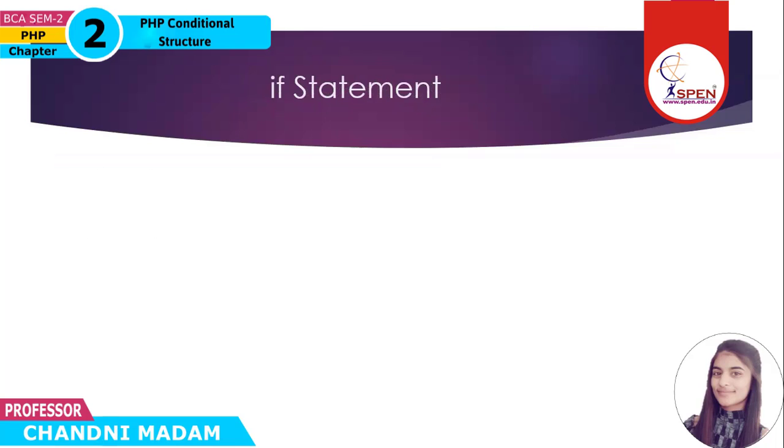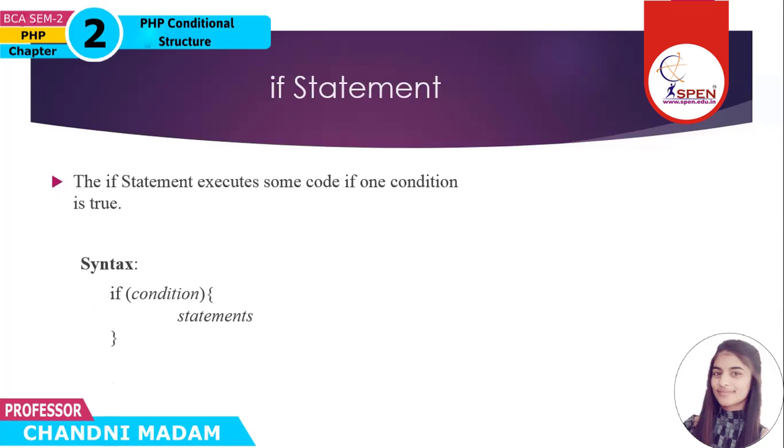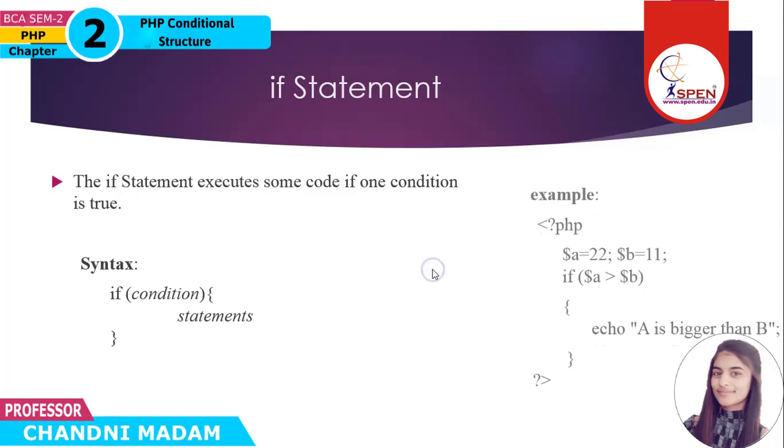So let us see the first, the if statement. Here the if statement executes code if a condition is true. The syntax is: in the if, you have to pass one condition. If this condition is true, then this statement is executed. If the condition is false, then this statement is not executed. Let us see the example.